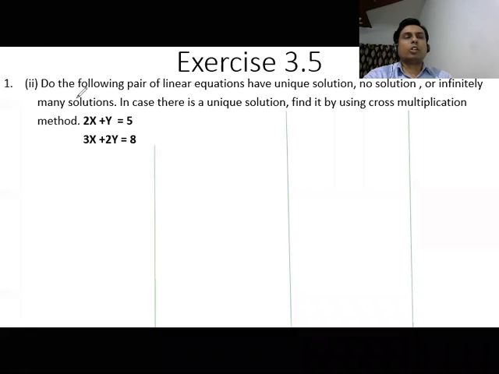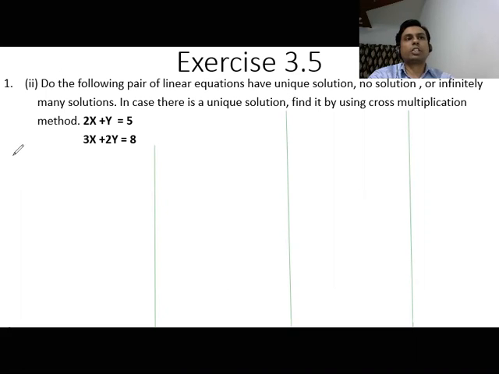Welcome back. Now we are going to do the second subsection of the first numerical in the fifth exercise of pair of linear equations in two variables. So the question is, do the following pair of linear equations have a unique solution, no solution, or infinitely many solutions? First you have to identify which one it is. In case there is a unique solution, find it by using cross multiplication method.